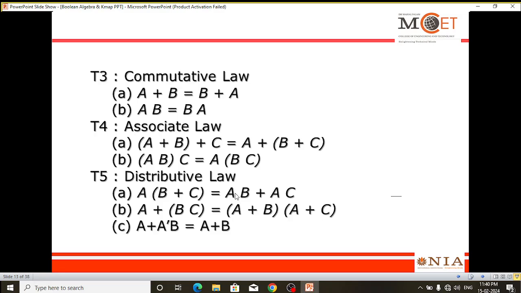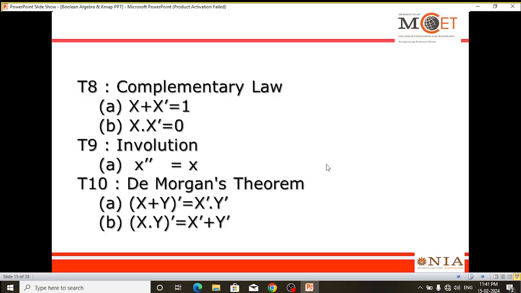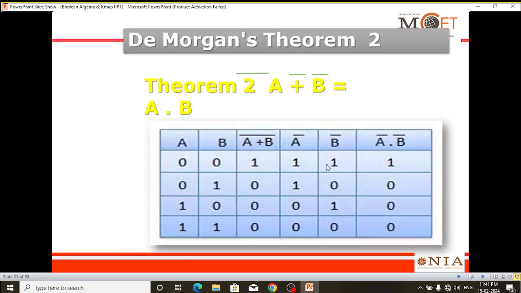But in the right-hand side, A dot B is one AND operation and A dot C is another AND operation. The outputs of both AND operations are added with a plus, so there is one OR operation. This can be implemented with the help of logic gates. Why do we go for the K-map? In order to simplify a Boolean function into fewer terms, the large number of gates will be reduced. That is the main concept for applying the K-map.